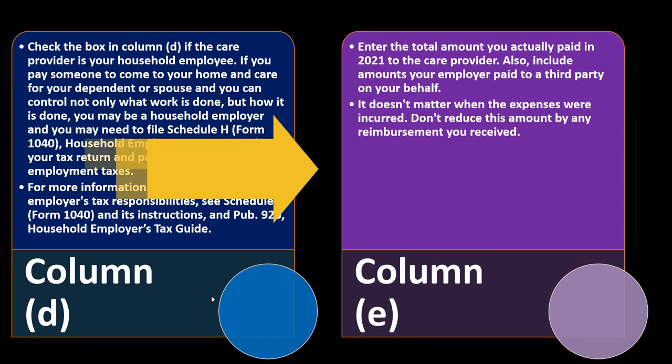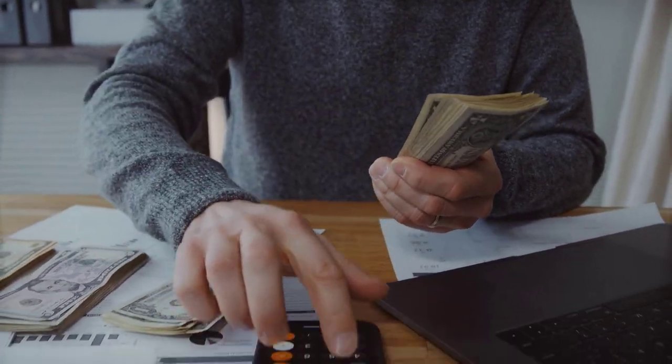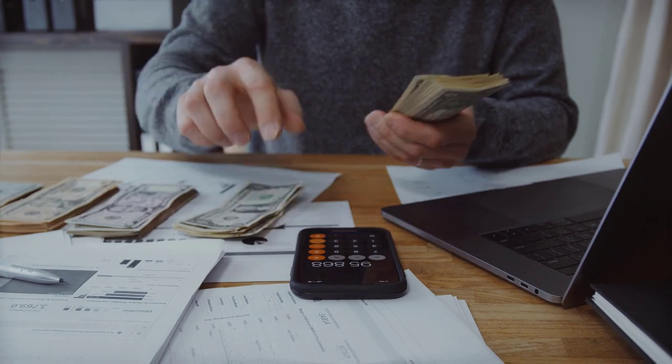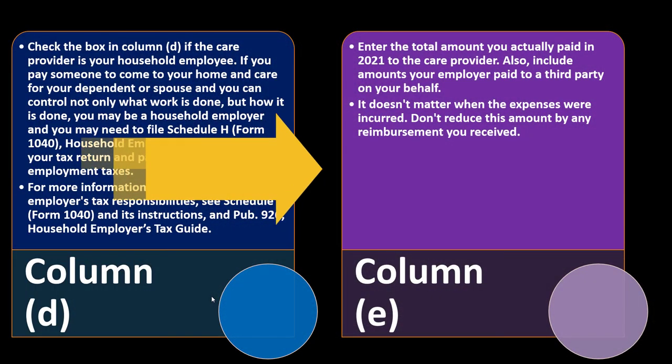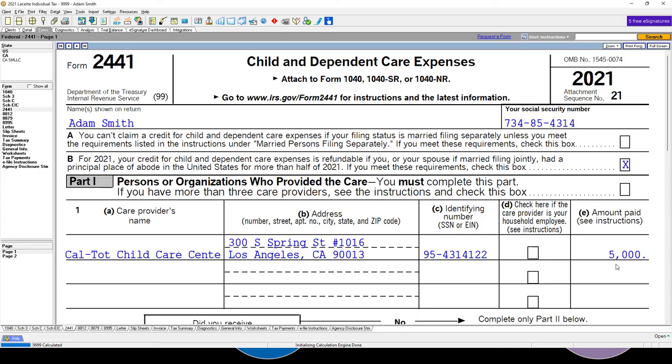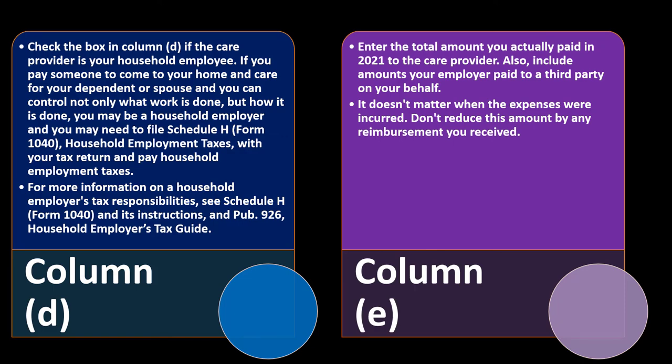Column E: enter the total amount you actually paid in 2021 to the care provider. Also include amounts your employer paid to a third party on your behalf. It doesn't matter when the expenses were incurred. Don't reduce this amount by any reimbursement you received. So we're going to have the full amount that was paid here, and we're not reducing it by the reimbursements that might come into play at a later point, which we'll see in a future presentation, possibly.